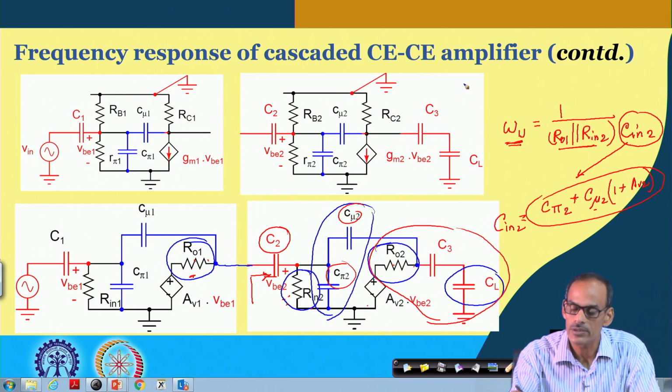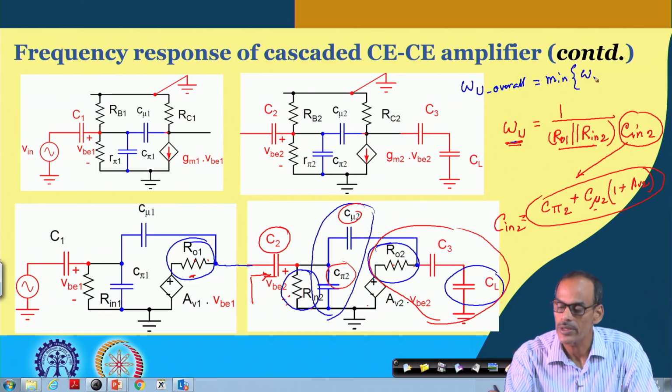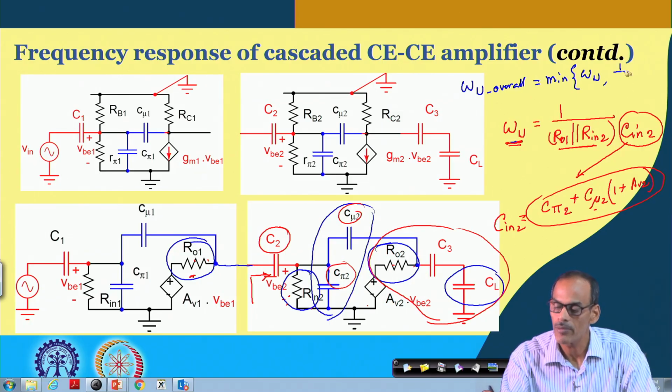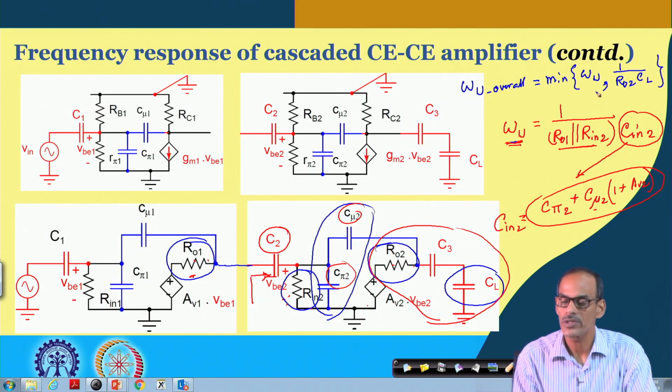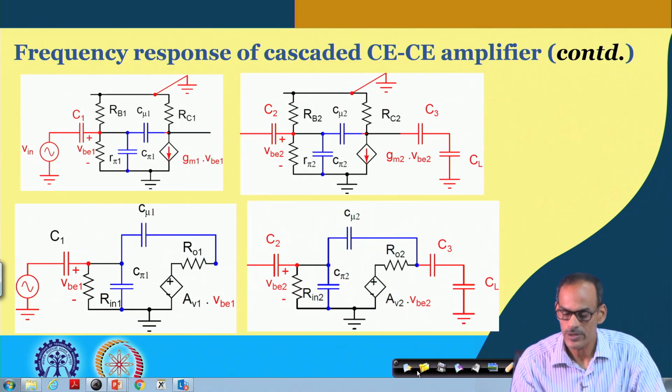overall, we can say omega u overall will be the minimum of this omega u and the original upper cutoff frequency we have, namely 1 by RO2 and CL. So, depending on the situation, this upper cutoff frequency may be different. What we have said here we are going to summarize in the next slide.